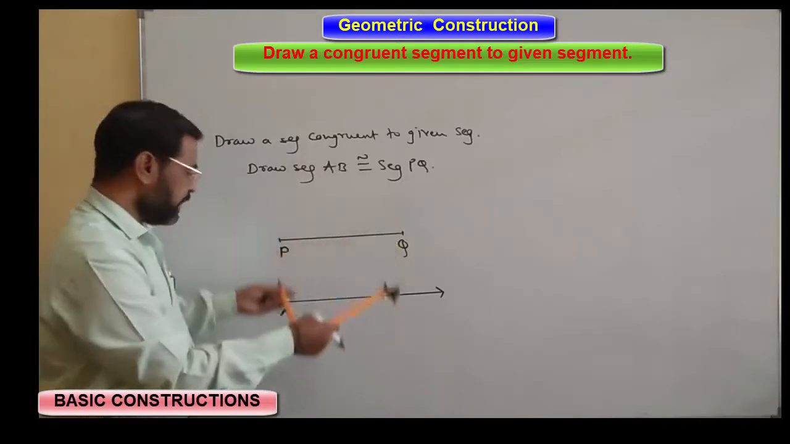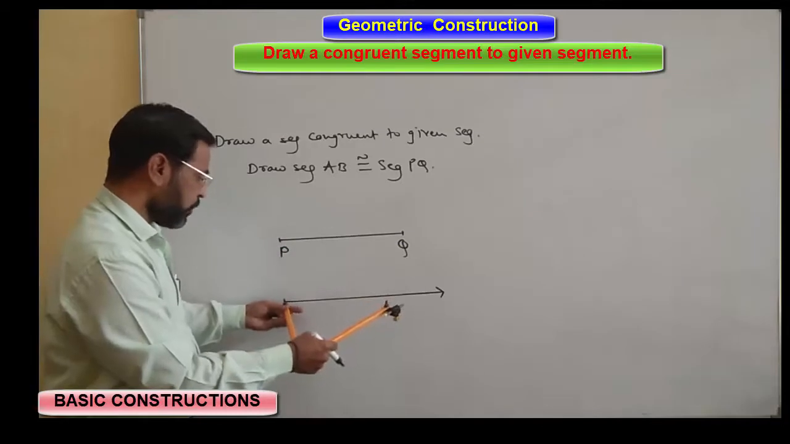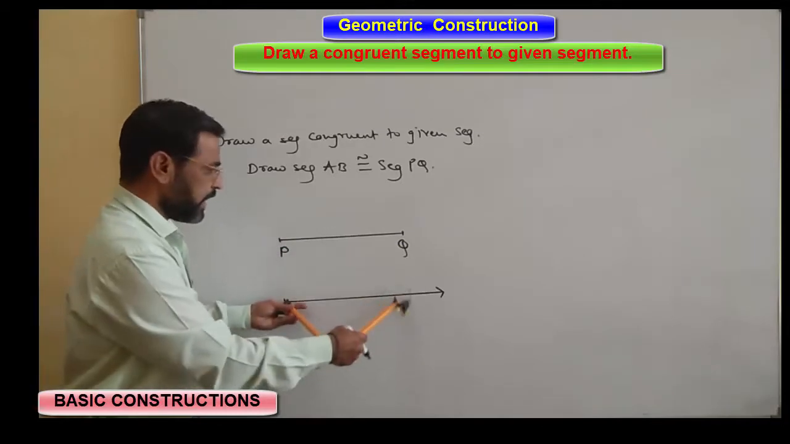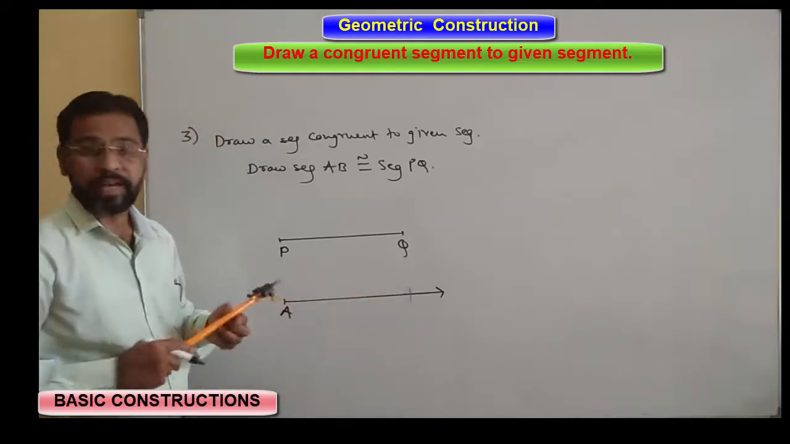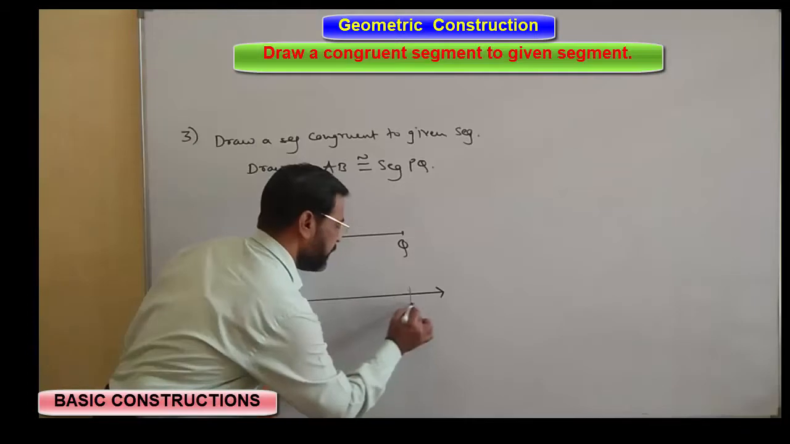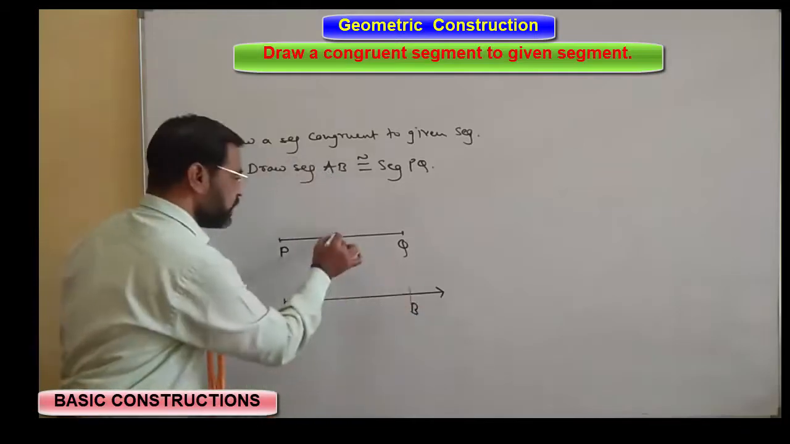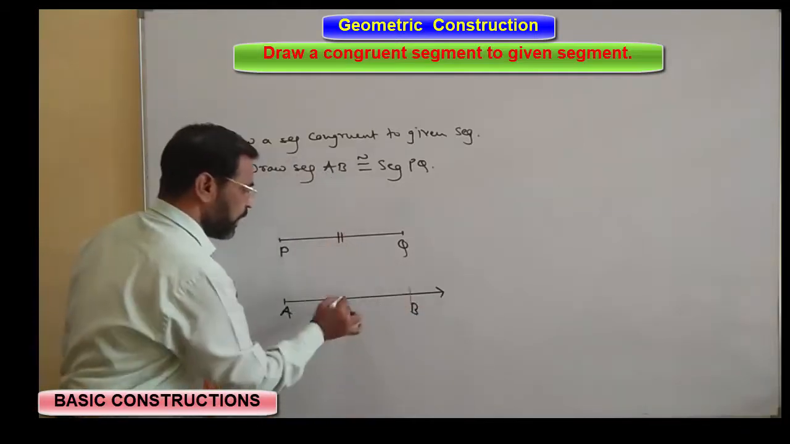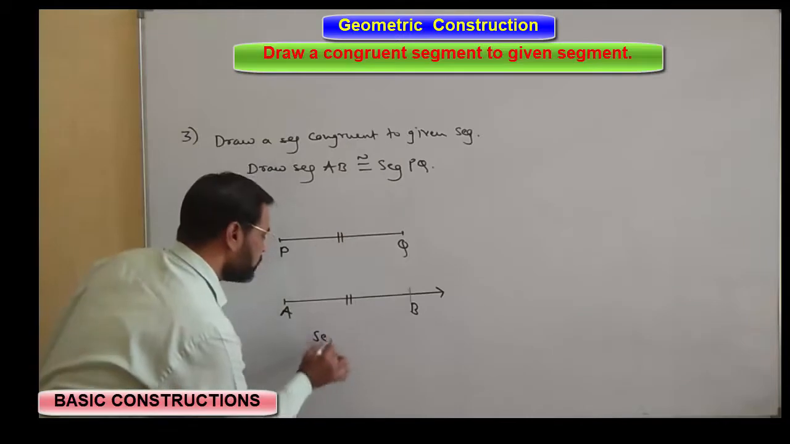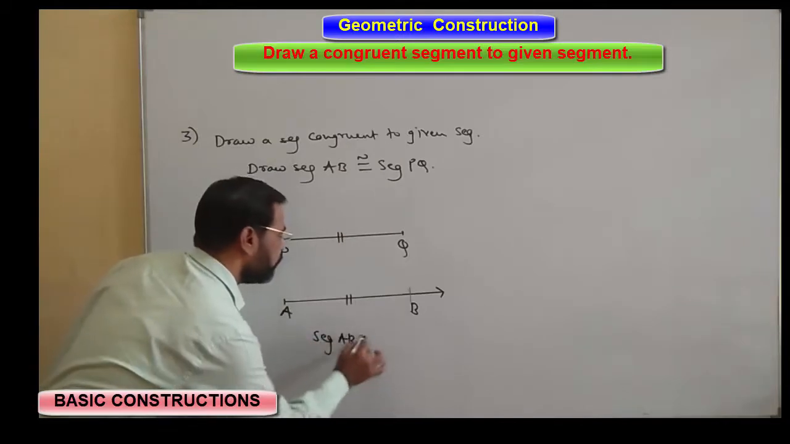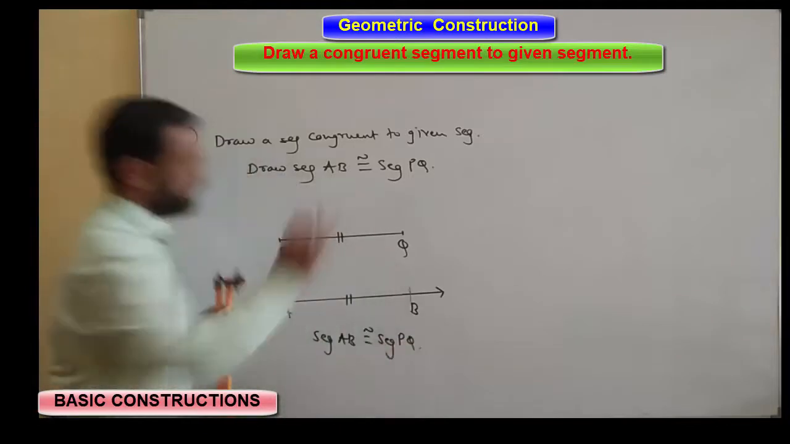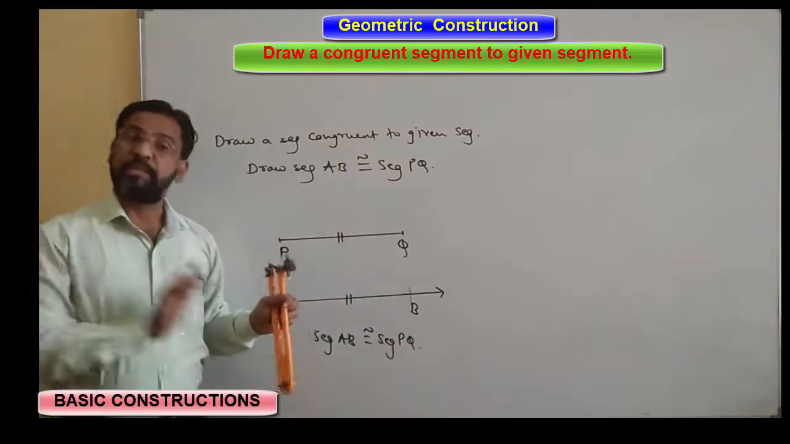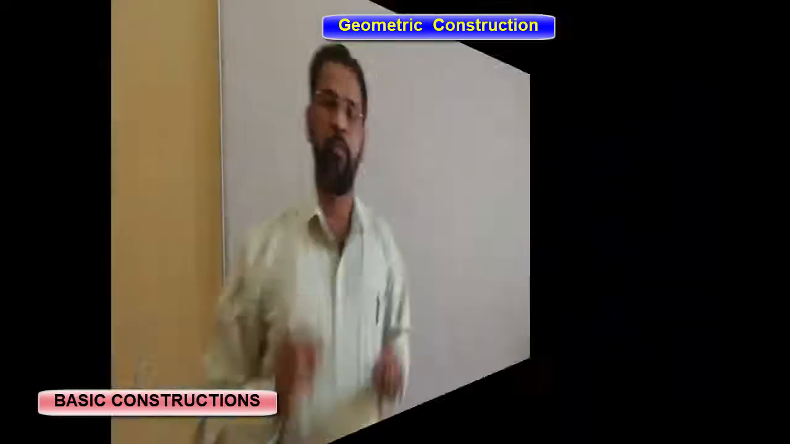Okay, the same distance I will draw here from A on this ray. Like this. Understand? This is the required point B. So both these are exactly congruent. That is, segment AB is congruent to segment PQ. Okay friends, this is the procedure.